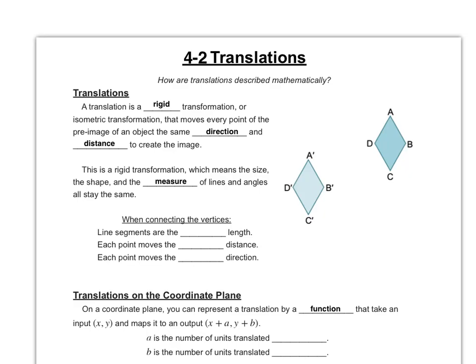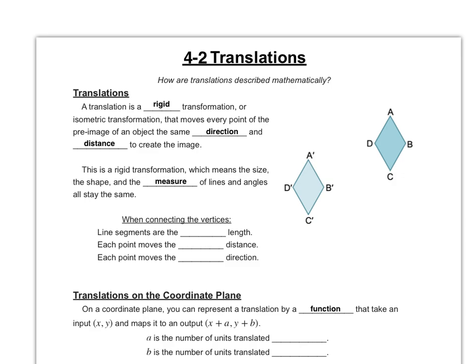Continuing with our rigid transformations, we are going to talk about translations. Translations, commonly referred to as slides, are arguably one of the easier rigid transformations to work with and also to use on the coordinate plane. A translation is a rigid, isometric transformation, which means it's a congruent item. There's no change in the shape. Every point of the pre-image will go to the new image in the same direction and the same distance.